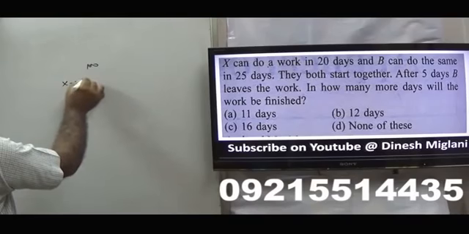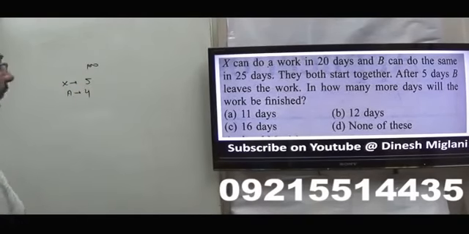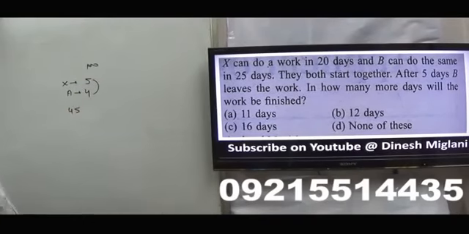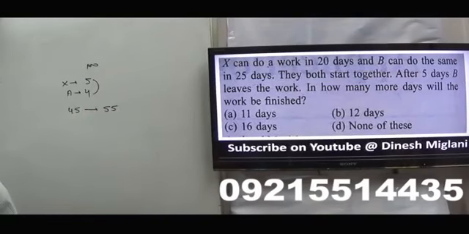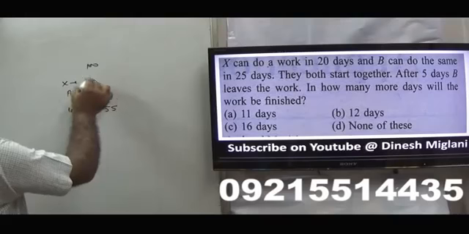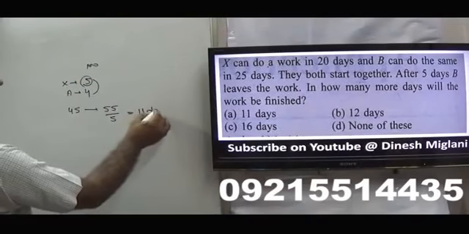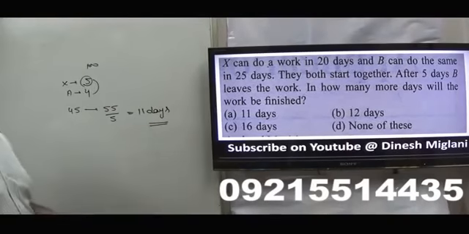X's one day work is 5 and B's one day work is 4. They worked for 5 days. In 5 days, how much work have they done? 5 plus 4 is 9, so 9 into 5, they have done 45. How much work is left? 55. Now who has to work? Only X has to work. X in 1 day can do 5. In 55 work, how much time will it take? 11 days, right? Because the question is, how much time will he take to do the remaining work? So the answer is 11 days. That becomes my answer.